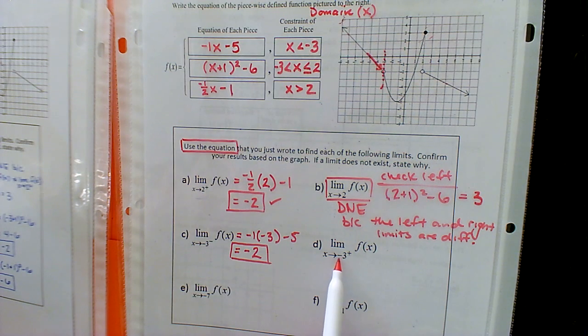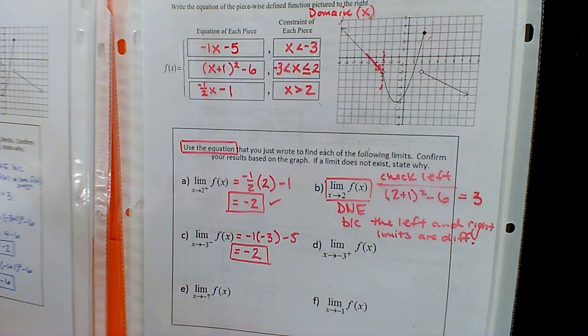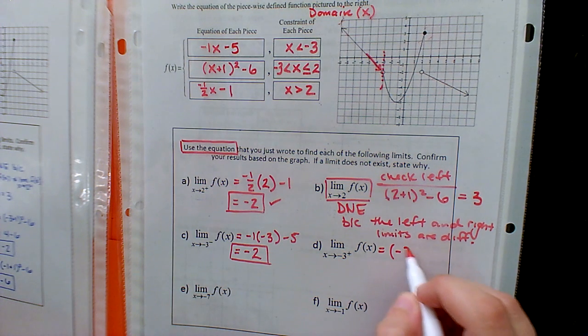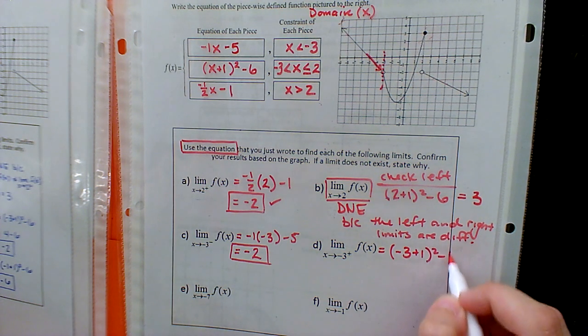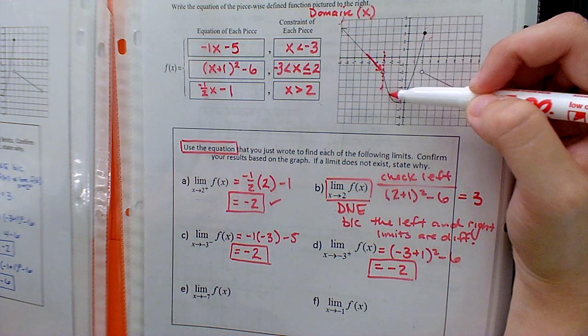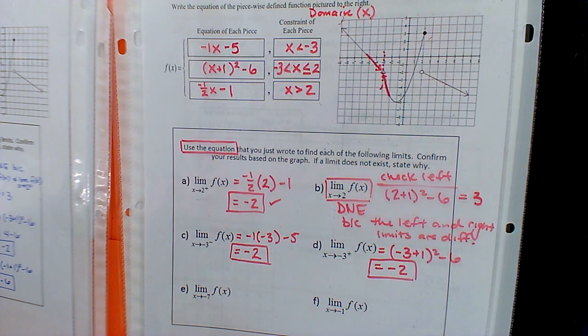What if we wanted to approach -3 from the right? Of your 3 equations, which one has numbers on the right-hand side of -3? The middle one, the parabola. Okay, so we're going to directly substitute in -3. Looks like we get -2 again. All right, so graphically, there's the -3, approach from the right. Notice how you're getting closer to that -2.